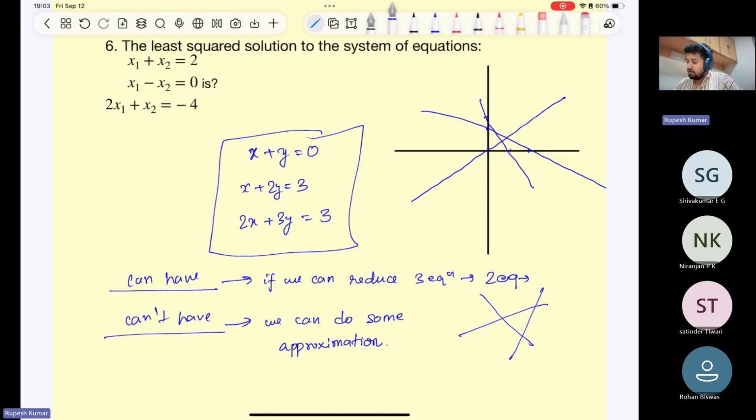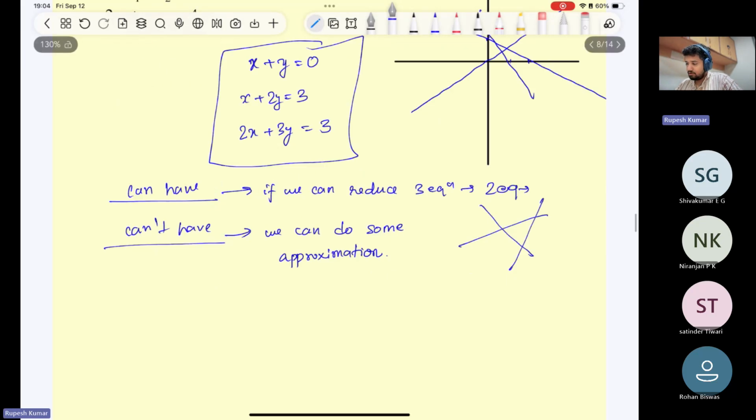So basically this kind of scenario is happening. You don't get one single point, no solution exists, right? So what to do? What can we do from here? Can we do anything from here? So we will see this. Let's try to find the solution, right?